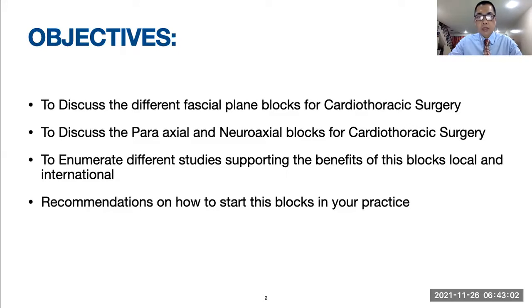My objectives are to discuss the different fascial plane blocks for cardiothoracic surgery, also to discuss the paraaxial and neuroaxial blocks for cardiothoracic surgery, to enumerate the different studies supporting the benefits of these blocks, local and international, and recommendations on how to start these blocks in your practice.